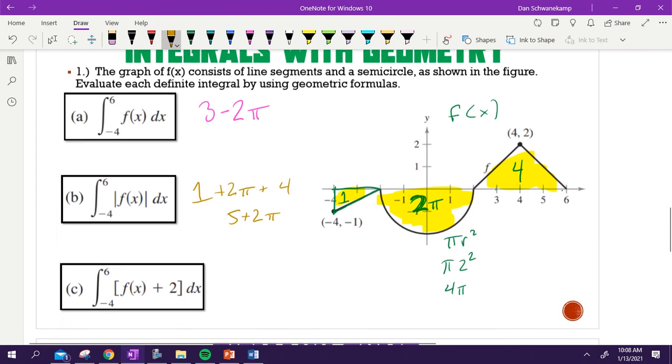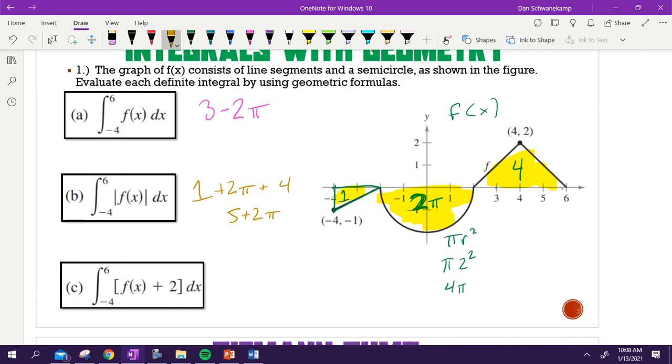My last one, I'm integrating from -4 to 6, f of x. Oh, it's this guy. 3 minus 2 pi. That didn't change. But I've got this plus 2. What is that plus 2 doing to my graph? Shifting it up 2. So if we shift everything up 2, it's like this guy plus an integral from -4 to 6 of 2. What is the area going to be if you go from -4 to 6 of the line 2? It is 20 because it's 10 across because it's going from -4 to 6 and you're moving up 2. So my answer is 23 minus 2 pi.